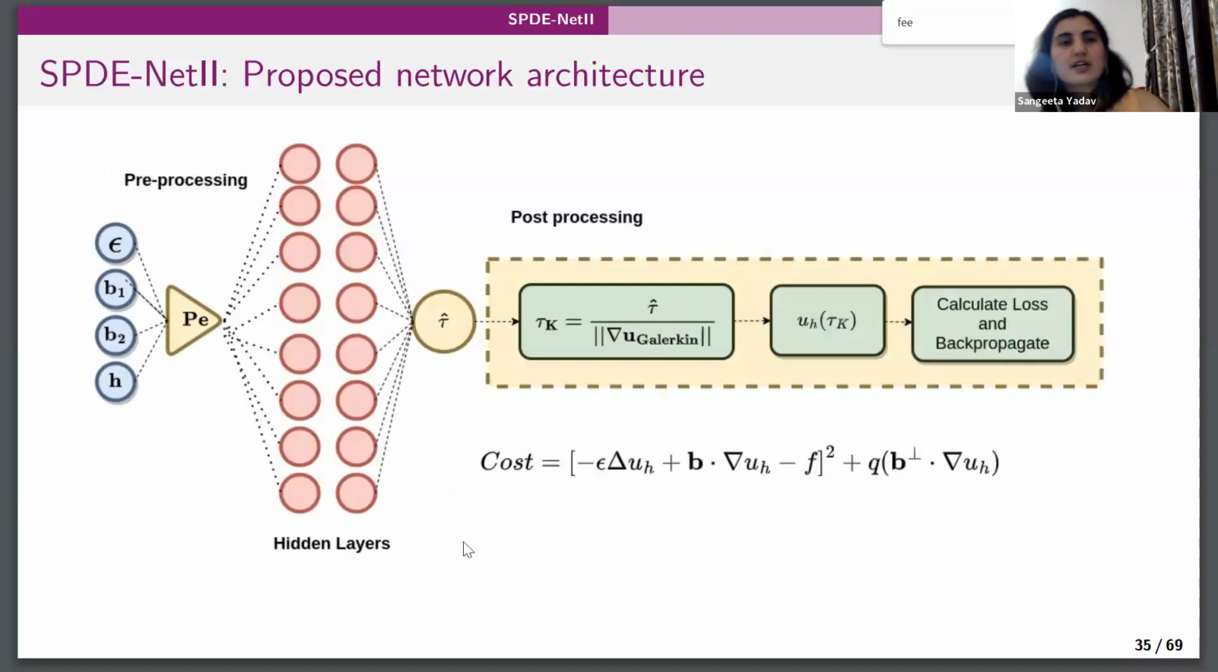This is the architecture for the SPDNet2. We pre-process the input to obtain the Peclet number, and the Peclet number is passed to a neural network, and then we obtain tau hat. This tau hat is normalized, the gradient normalization is done, and then we get the solution UH, and then we calculate loss and back propagate it until the convergence is achieved.